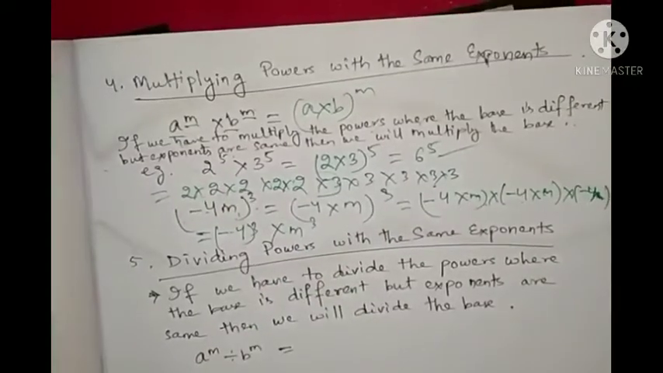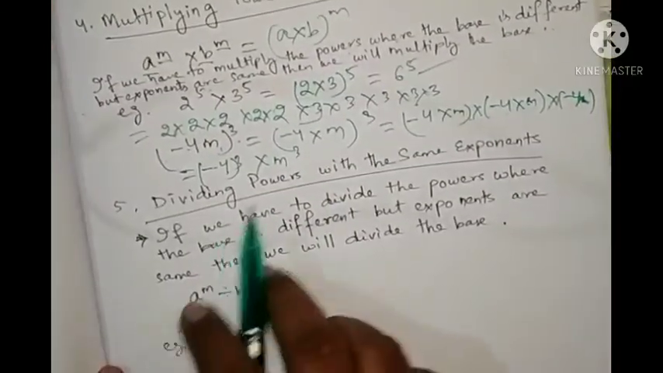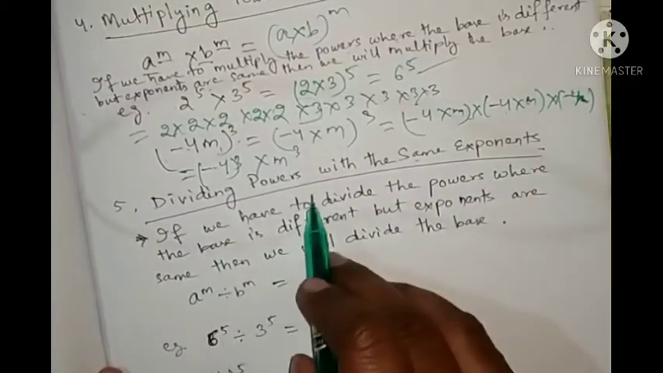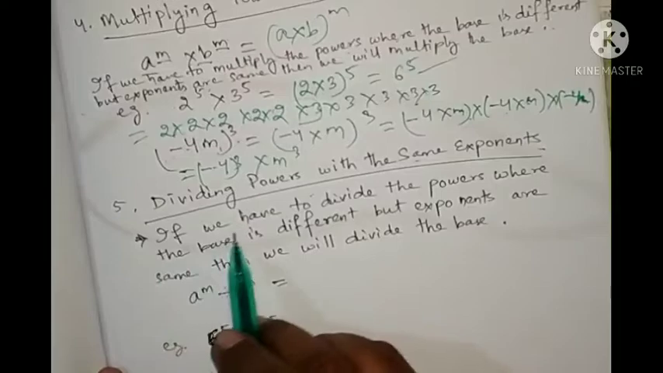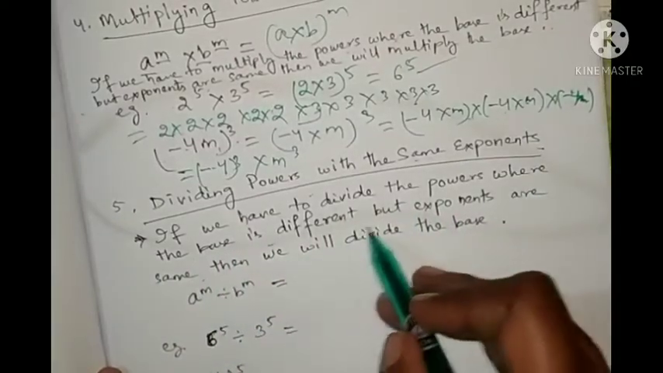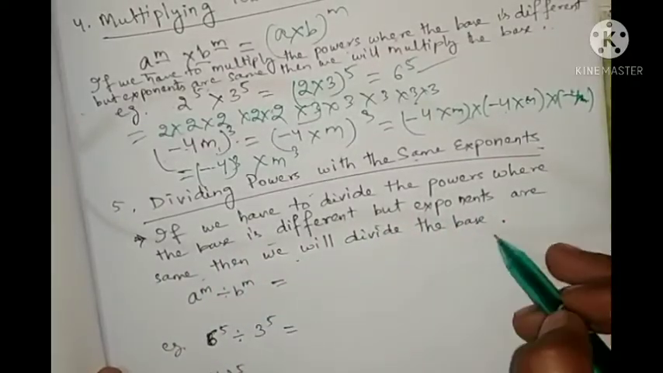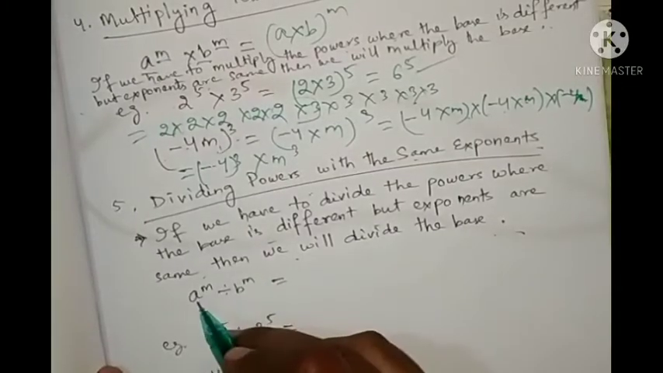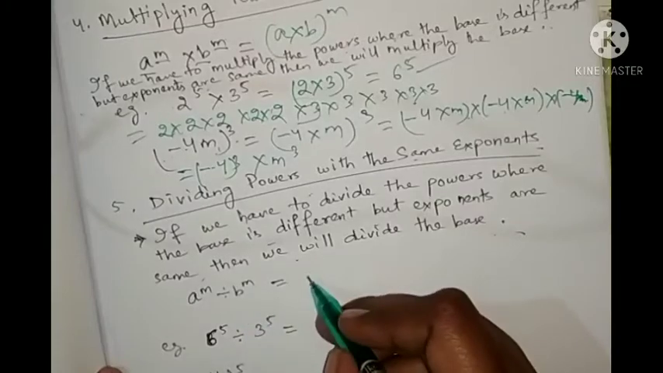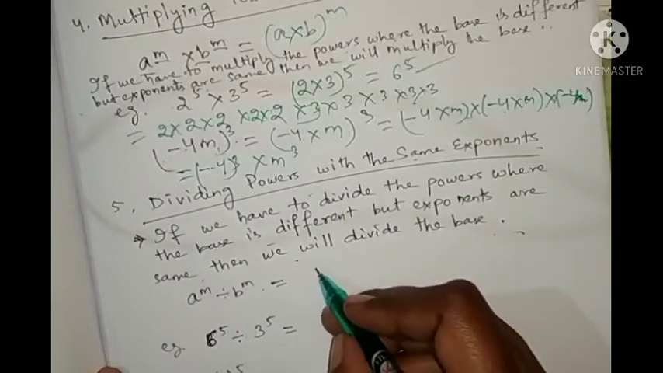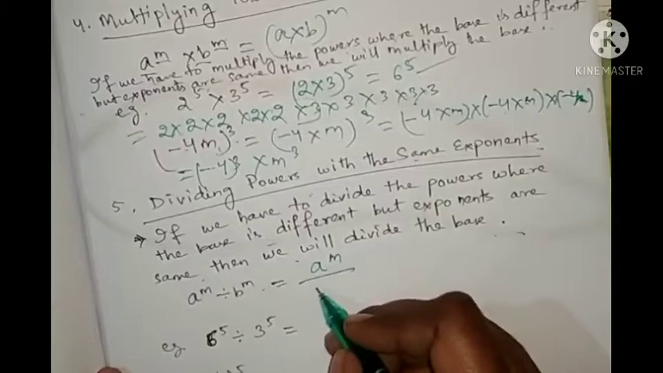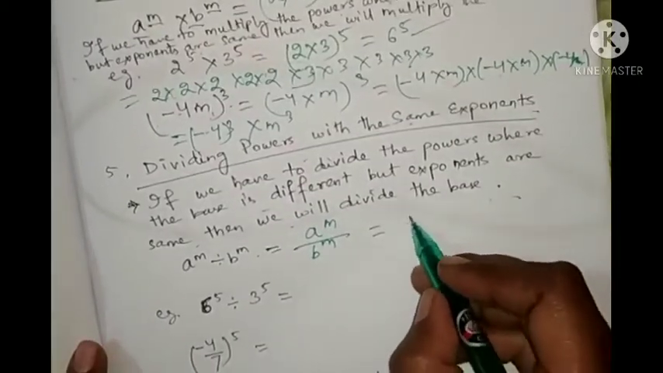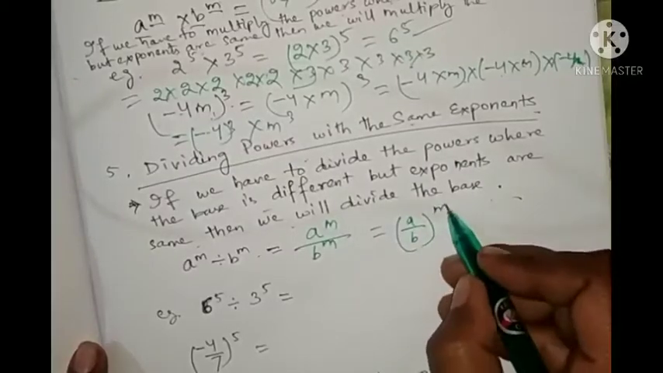So minus 4 whole m to the power 3 is minus 4 to the power 3 into m to the power 3. Next see, dividing powers with same exponent. If exponents are same and bases are different, how will we divide? If we have to divide the powers where base is different but exponents are same, then we will divide the base. So a to the power m divided by b to the power m, you can write it as a to the power m by b to the power m. This one you can write as a by b whole to the power m.